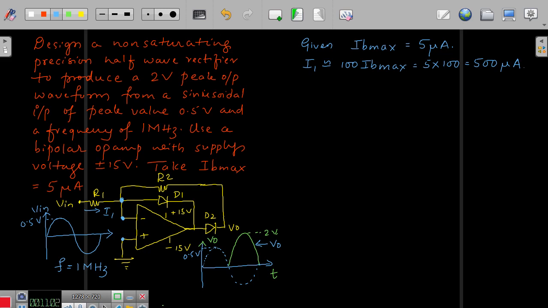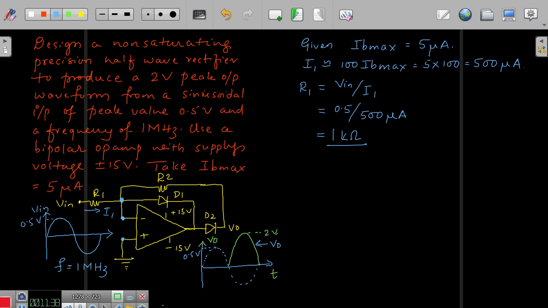So you can easily obtain the value of R1 now, which is equal to Vin divided by I1. R1 is equal to Vin divided by I1. So Vin is 0.5 volts, I1 is 500 microampere. You can calculate the value of R1. 1 kilo ohm. R1 is equal to 1 kilo ohm, right?